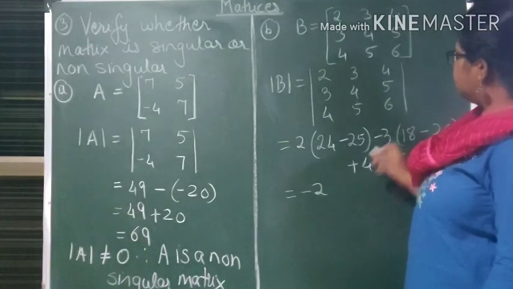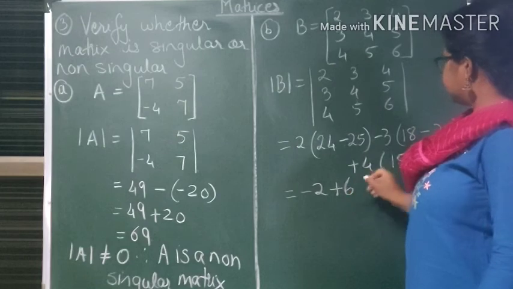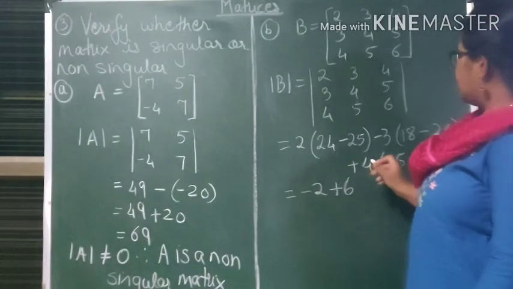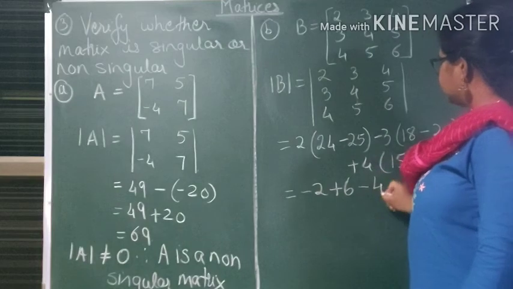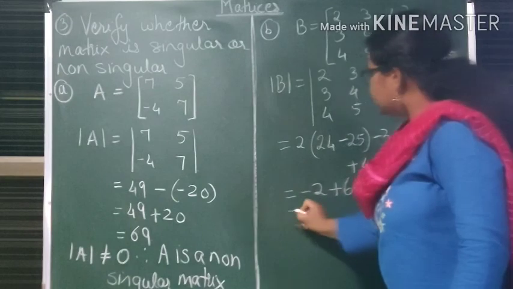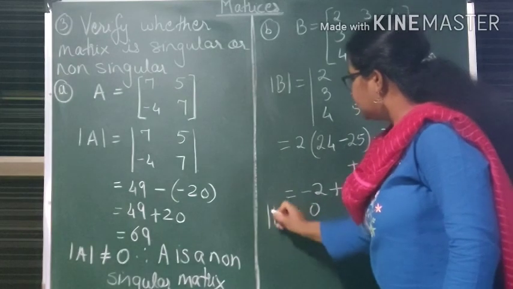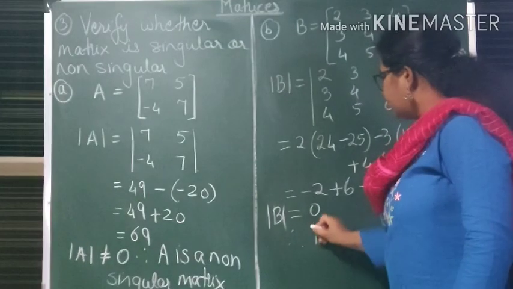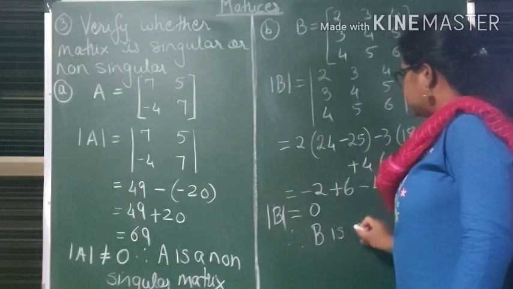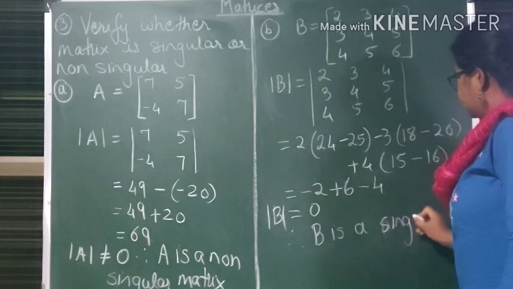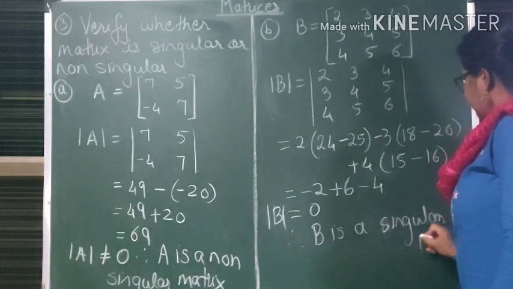And minus 2 into minus 3 is plus 6. 15 minus 16 is minus 1. And minus 1 into 4 is minus 4. So minus 2 minus 4 is minus 6 and plus 6. So this is equal to 0. So determinant of B is equal to 0. Therefore, B is a singular matrix.